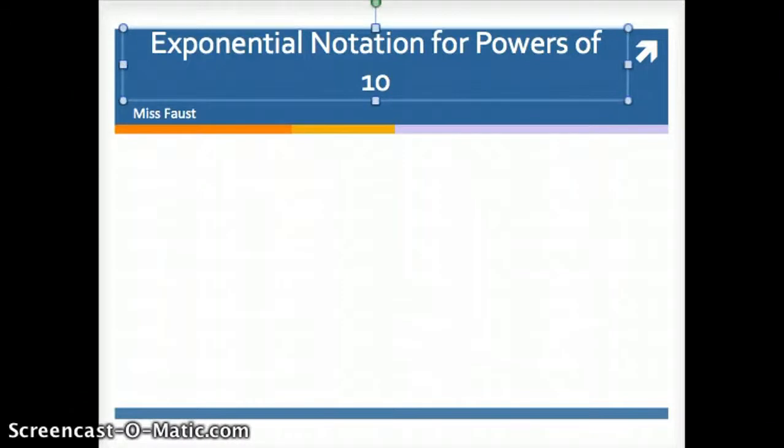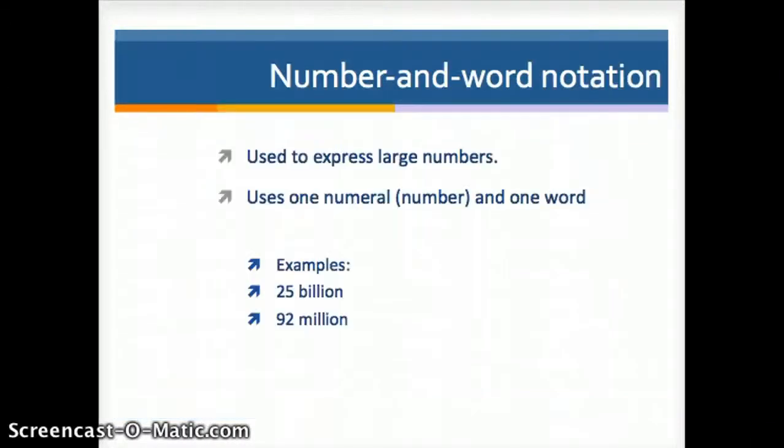Exponential notation for powers of 10. Number and word notation. They're used to express large numbers. You use one number and one word. Examples are 25 billion and 92 million.